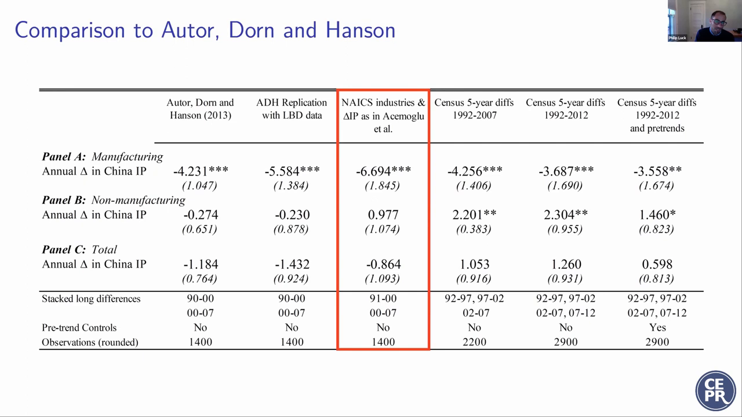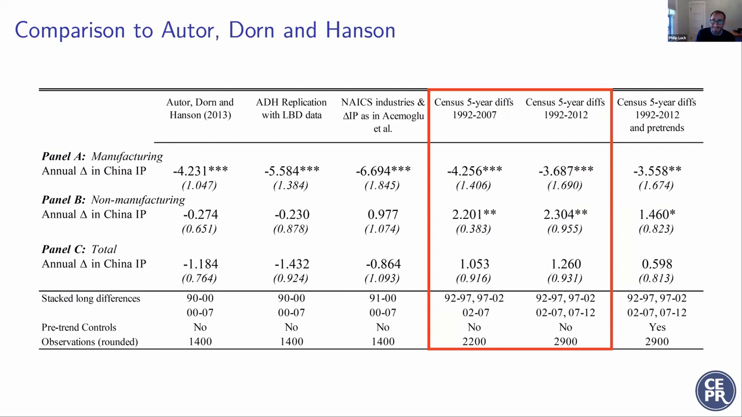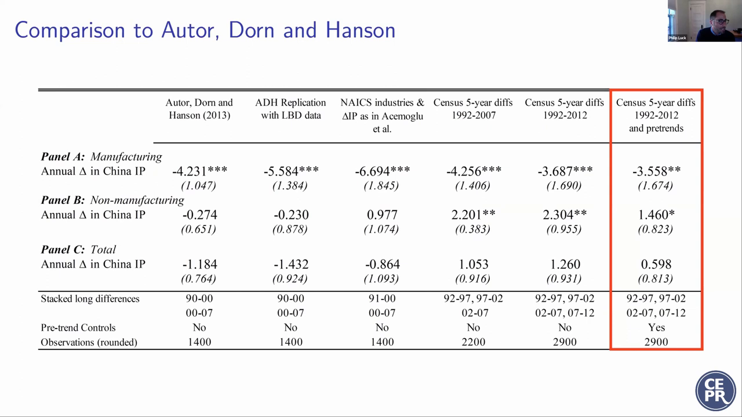Next, one thing we want to point out is that these census years do matter. This is one of the biggest departures in our paper: using different years. Here I'm showing you 5-year differences: 92 to 97, 97 to 02, 02 to 07. When you do that, we find that this effect in non-manufacturing appears. We can then add the next 5-year window, 2012, which doesn't really affect results. Lastly, all of our preferred specifications include pre-trends, which are a 10-year long difference in the outcome variable from 82 to 92, and that does reduce this positive non-manufacturing employment effect.